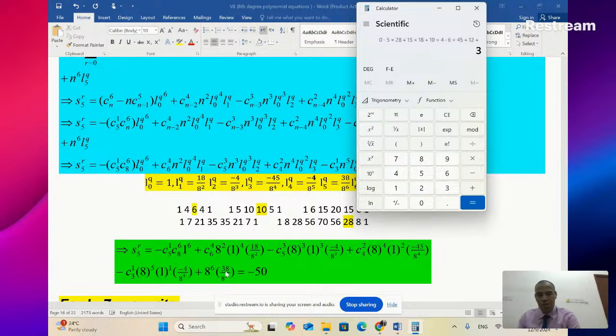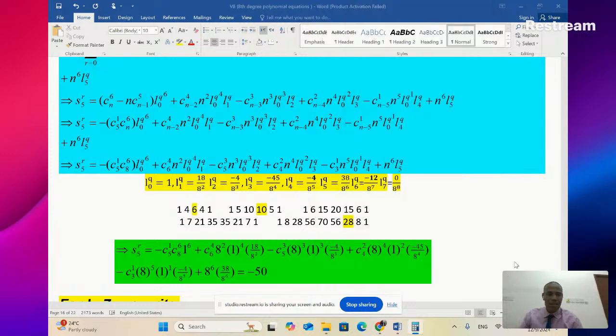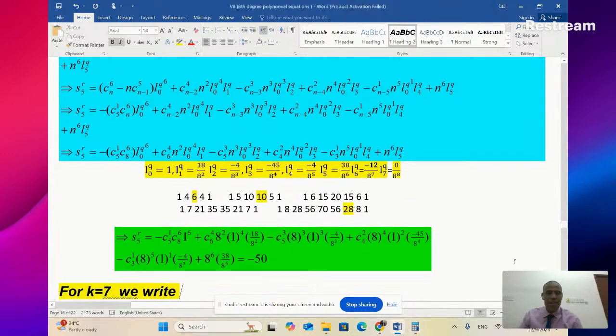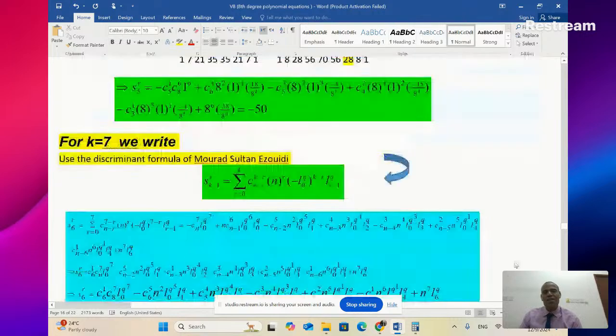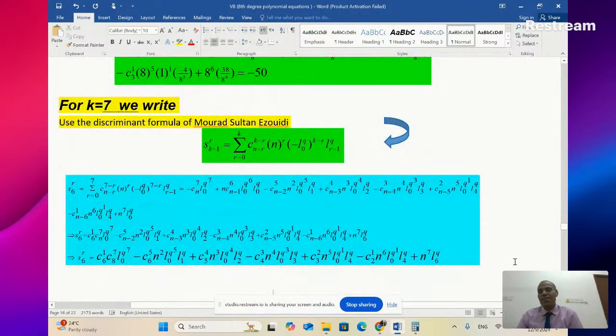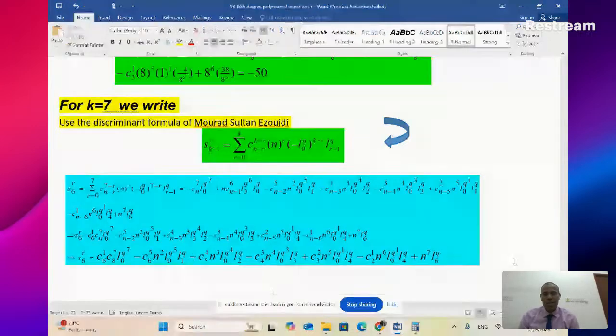plus 38. So this one, my kids, has to be equal to negative 15. So this is S5 equal to negative 15. Okay. Now I calculated S5. I need to calculate also S6. To find S6, learners, you should let K equal 7 in this formula of Murad Sultan Azwidi to evaluate the value of S6.